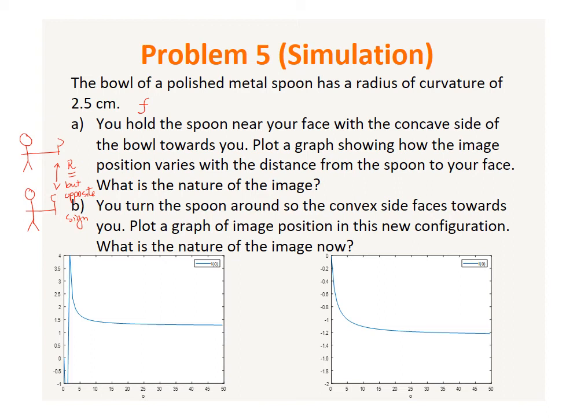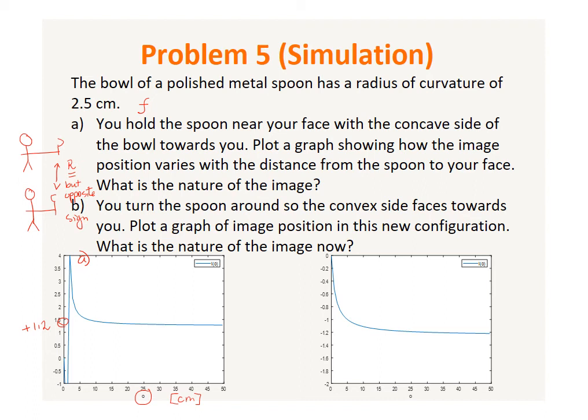In the graphs down the bottom, I've got in the x-axis the distance of the object from the spoon. So I guess the object in this case is your face and you're looking into the spoon. And I've done a plot of the image distance. In situation A, we're looking into the bowl of the spoon, and you can see that usually we have about 1.2 centimeters is roughly where the image distance lies until we start to get close to the focal length.